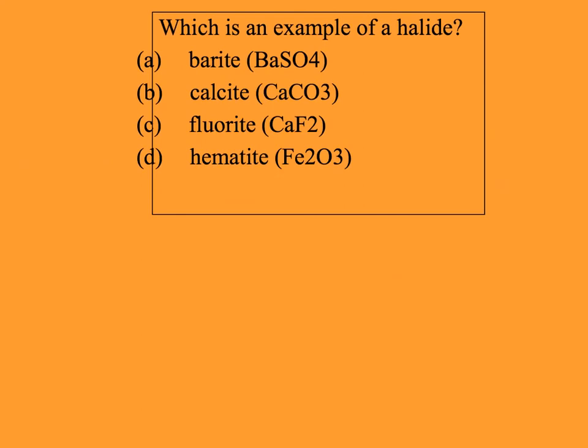So which is an example of a halide? So if it's a halide, we're going to be looking for a metal with a group 17 element. And there's your answer right there. So in this particular case, fluorine is the group 17 element, and it's combined with a metal called calcium. So that is the example of the halide. This would be an oxide, hematite. This would be a carbonate, calcite, and this would be a sulfate, barite.